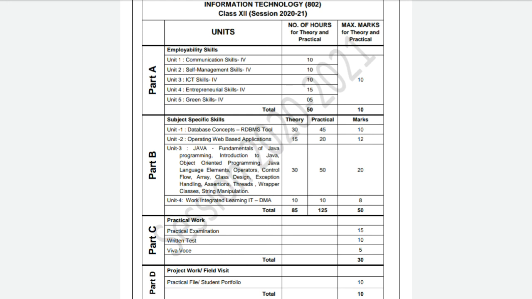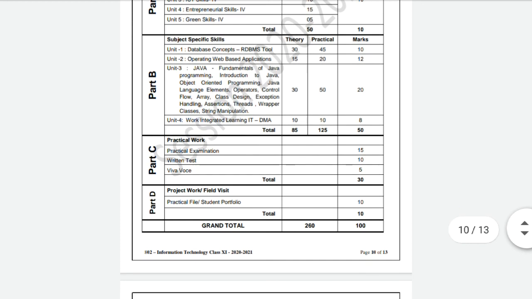Now comes the practical part. The practical part consists of 40 marks total, in which the practical examination will be 15 marks, written test will be 10 marks and Viva Voce will be 5 marks. After that there is project work, which will be of 10 marks.